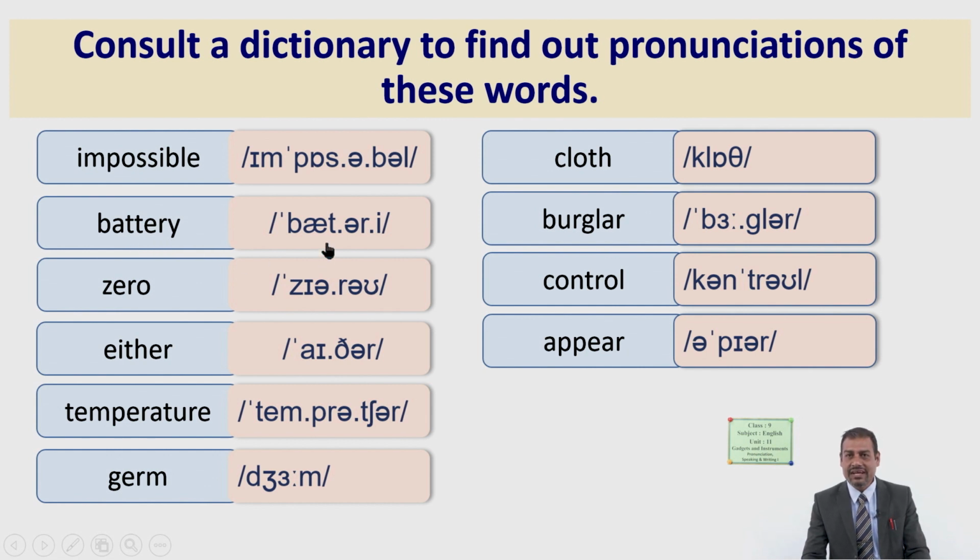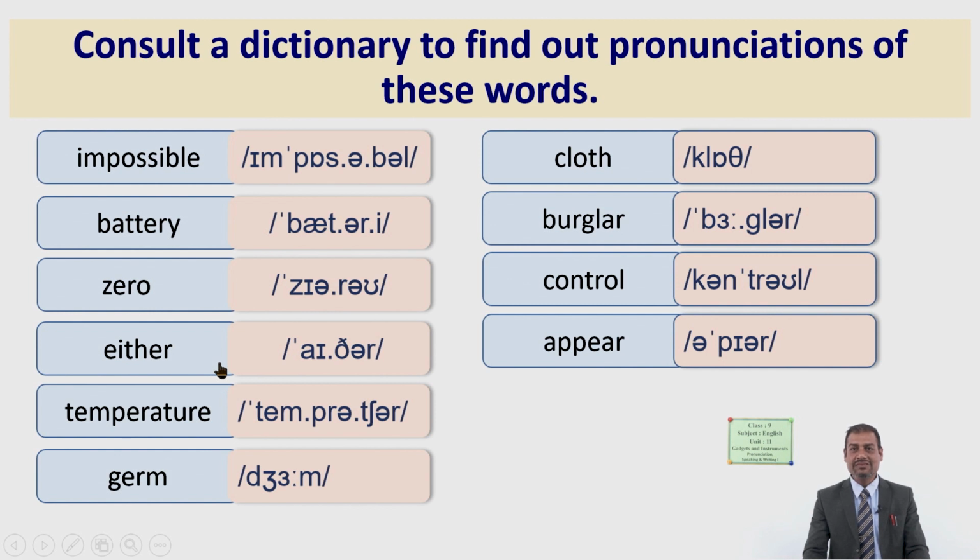Next word. It is battery. How do you pronounce it? Battery. All of you pronounce it, please. Good. One more time. Battery. Okay. Next word we have is zero. How do you pronounce it? It is zero. All of you pronounce it. Zero. One more time. Zero. Good.